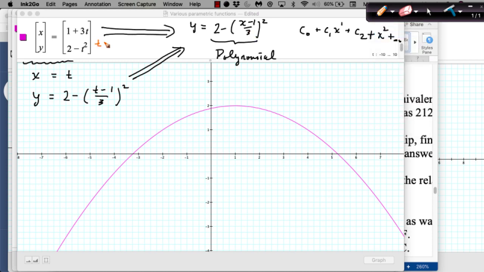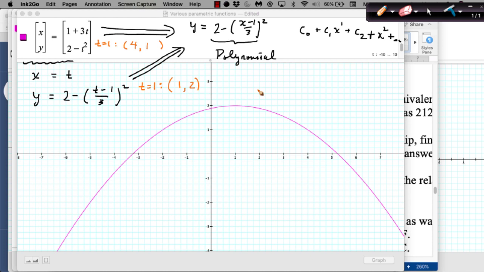So if I put t equals 1 into this function, what ordered pair do I get for t equals 1? 4, 1, right? What if I put t equals 1 into this function? What ordered pair do I get? 1, 2, right? So are they the same function or not?